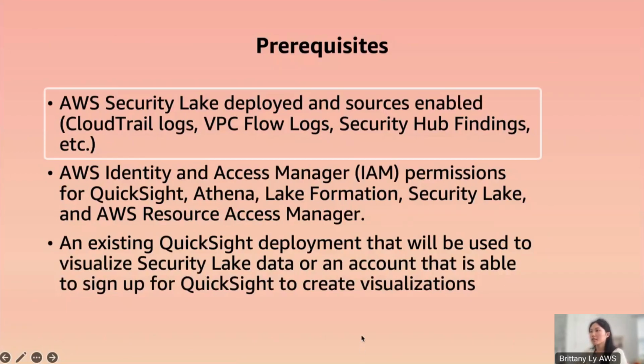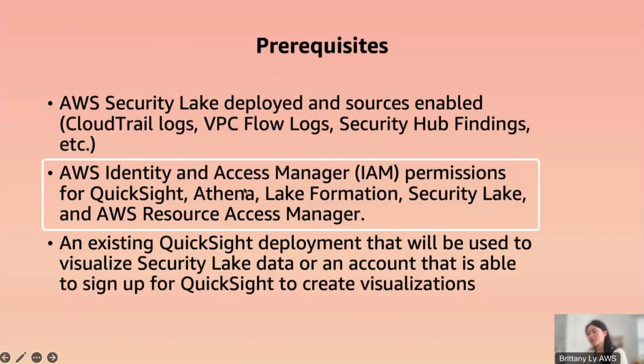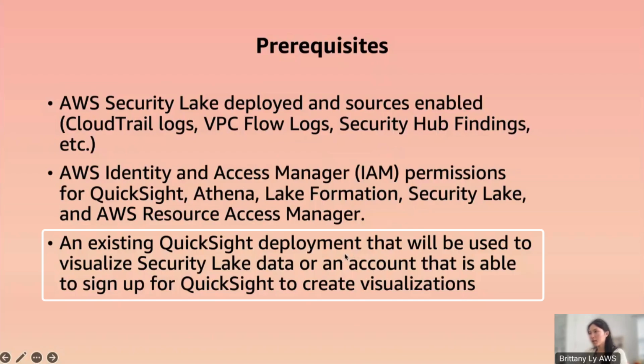So I've enabled Security Lake and enabled it to consume some different sources such as VPC flow logs, CloudTrail logs, and Security Hub findings. I've configured the proper IAM permissions for QuickSight, Athena, Lake Formation, and so on. And then I've also signed up for a QuickSight subscription and ensured that it has the proper access to Athena and Security Lake data through Lake Formation. So with that being said, I'm going to switch gears and head over to the AWS Management Console.